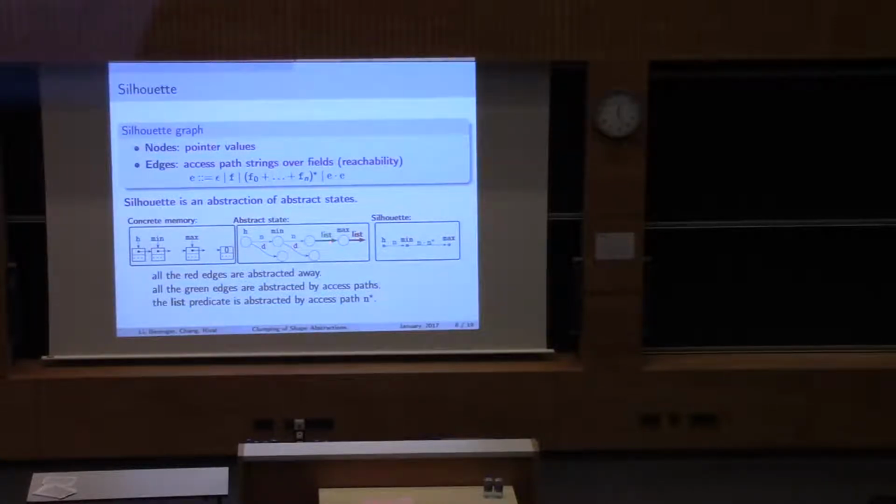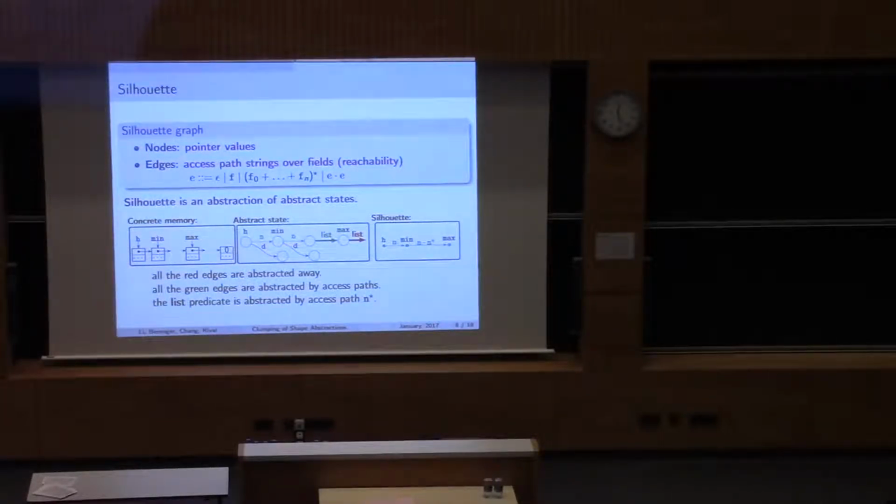And the green edge labeled with list predicates abstracts all the list elements starting from the next element of the element pointed by min and up to the previous element of the element pointed by max. And also the red list edge abstracts all the list elements starting from the element pointed by pointer max.